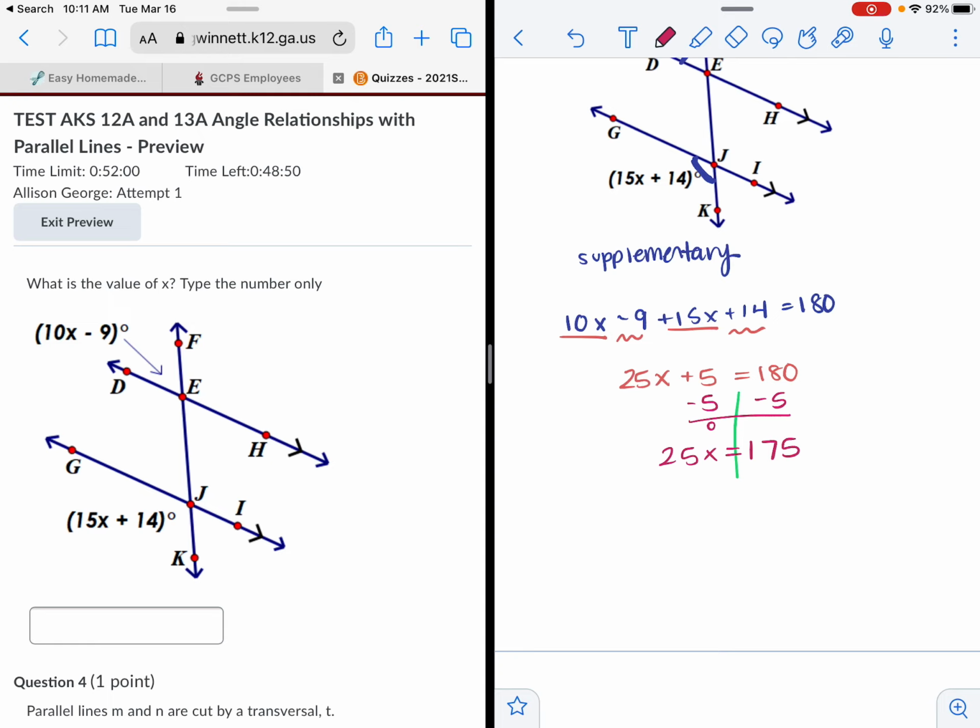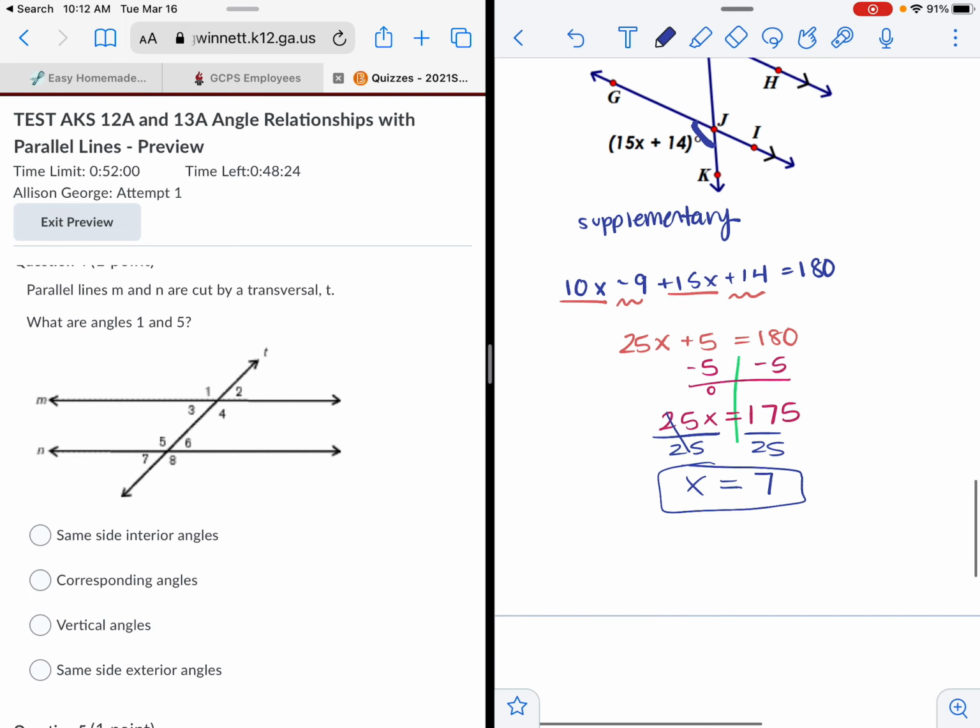Now I have 25 times x. The opposite or inverse of multiplication would be division. And so I'm going to divide both sides by 25. 25 divided by 25 is 1, so 1x equals 175 divided by 25 is 7. And so my x value would be 7 here.